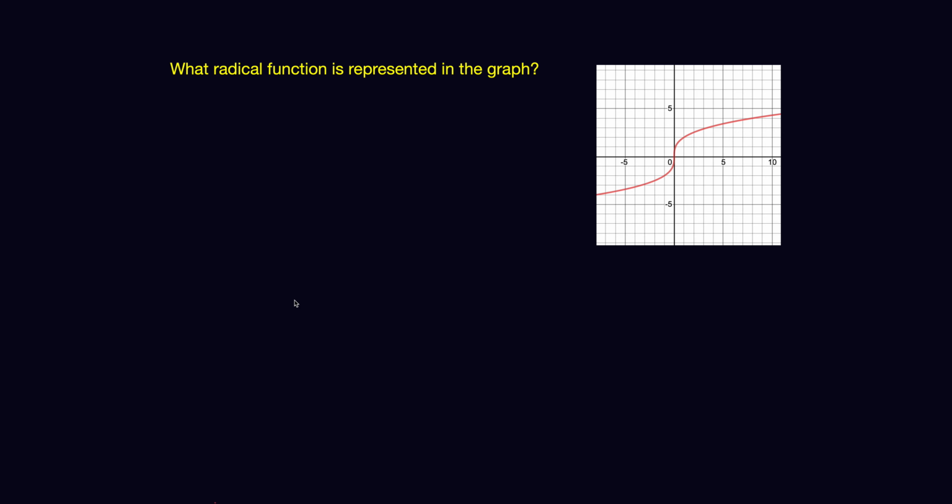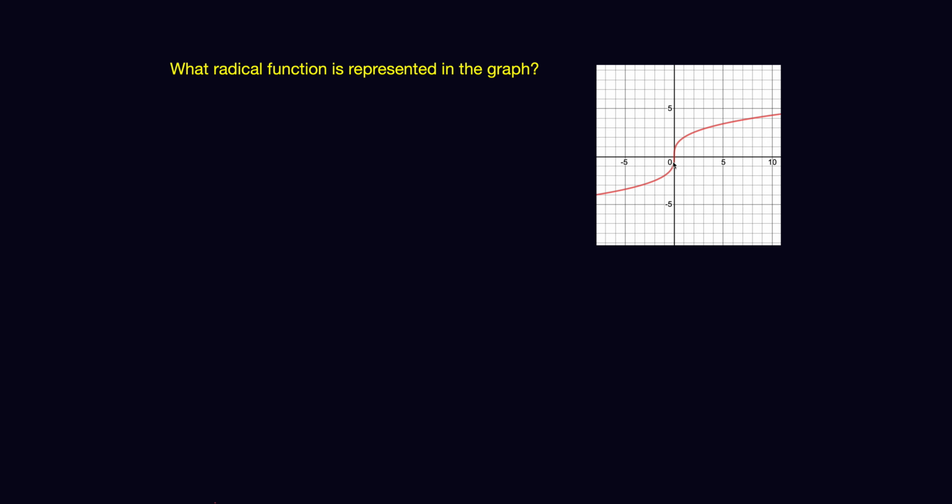In this example, we're going to look at radical functions through a graph and see how our radical function is represented in the graph, and any transformation that occurred on it, to figure out what the equation is for our radical function represented by the graph. So in this case, we have this nice curvy graph, and this is a radical function.